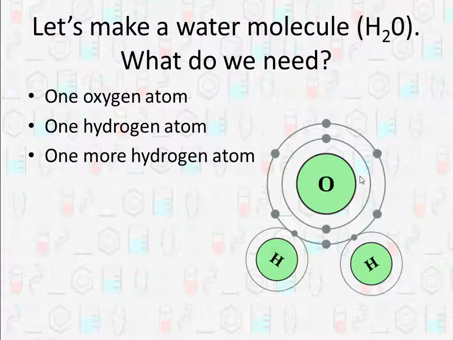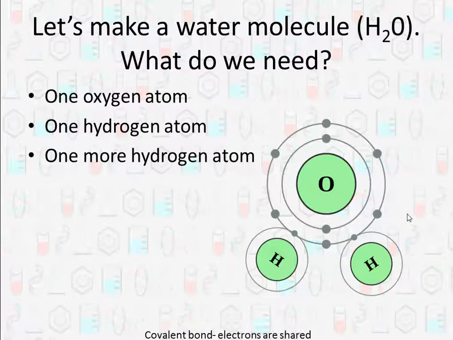So oxygen on its own has 1, 2, 3, 4, 5, 6 valence electrons. That means it's a column 16 element. And hydrogen each has 1, so they're going to share them. They want 8, remember? So oxygen with its 6 plus 1 hydrogen plus another hydrogen, that's equal to 8. And they're going to share these.